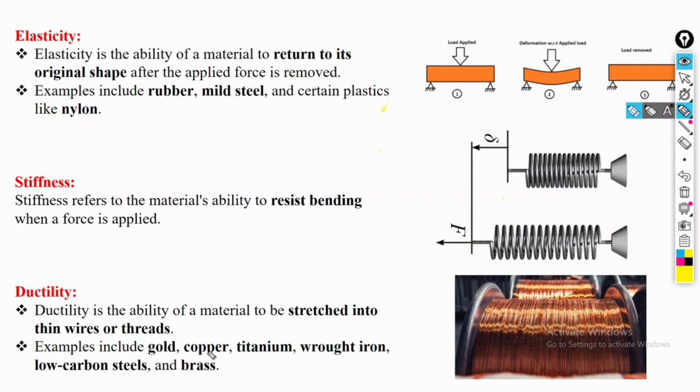Copper is drawn into wire. If we apply the external force, it will convert into a thread-like shape. Titanium, wrought iron, low carbon steel and brass are also examples of ductility. So ductility is the ability of material to be stretched into thin wires or threads. This increase in the length or change in the shape of the solid material is described by the ductility of that solid material.